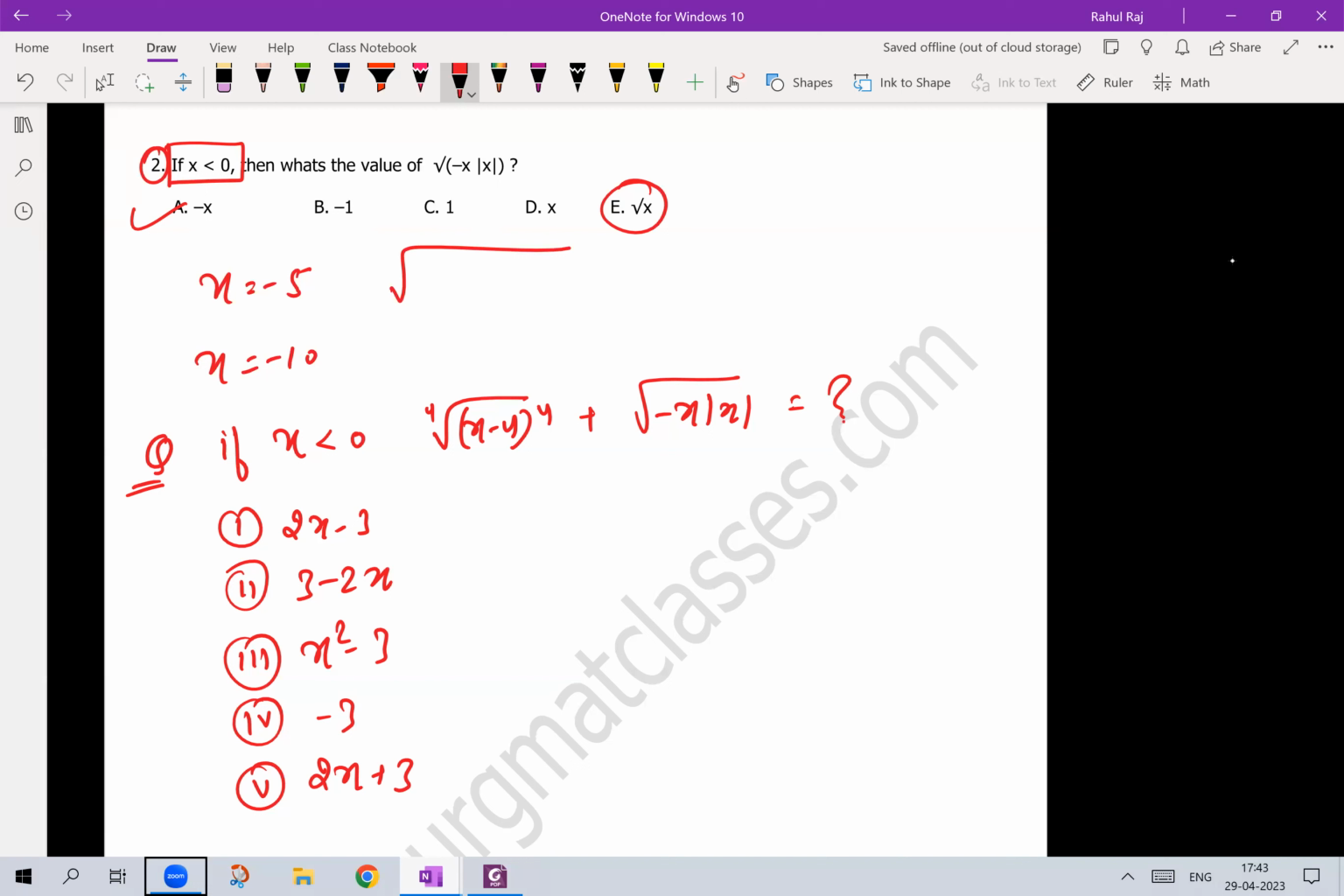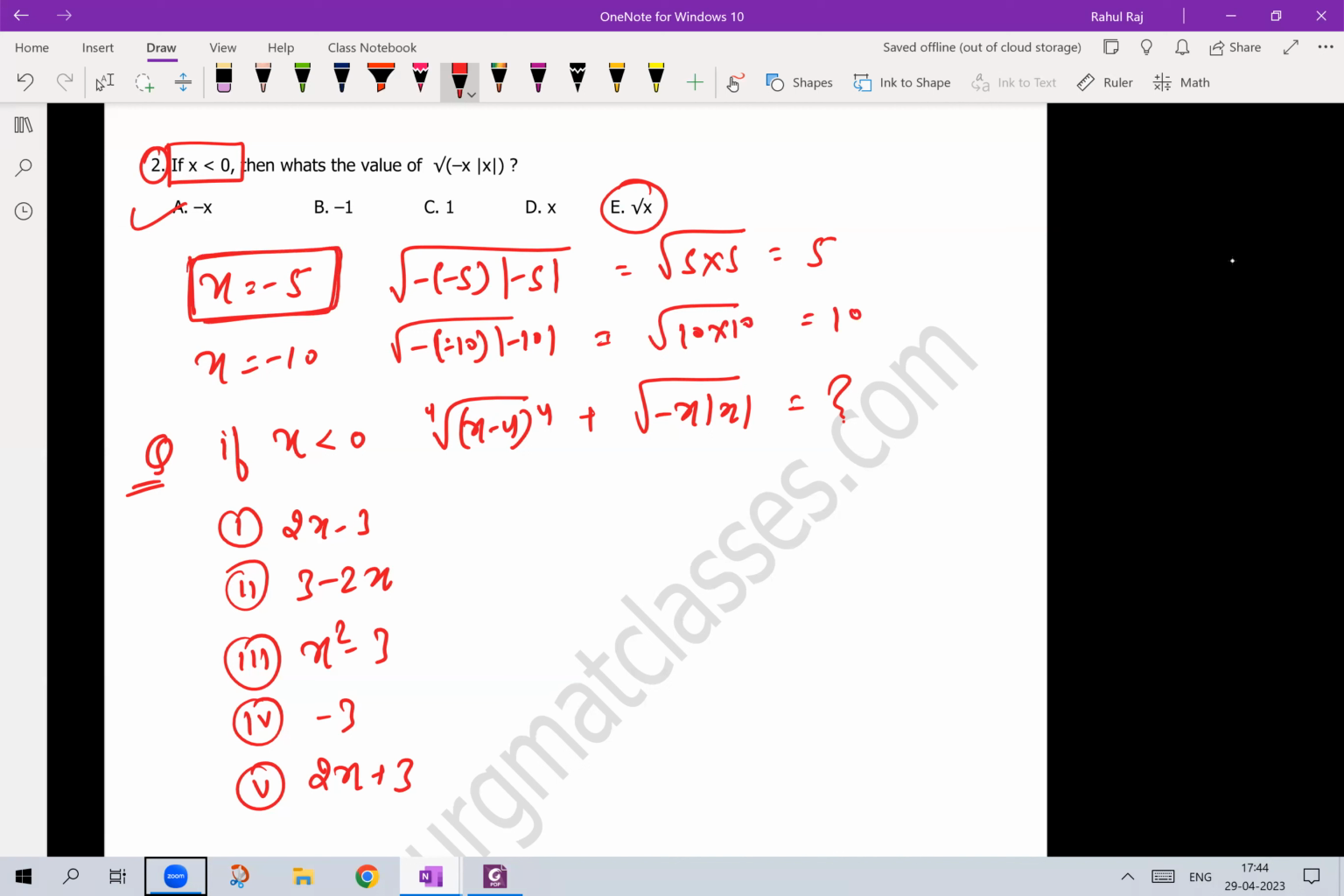This negative x, mod x, these are 3 different elements. Negative of -5 is 5. In this case, it will be negative of -10 and mod -10. So in this case, it would be 5, and in this case, it would be 10. But what have you assumed? You assumed x is equal to -5, right? So what is 5? It is equal to negative x. You have assumed x is equal to -10. So what is 10? 10 is nothing but equal to negative x. So negative x is your answer.